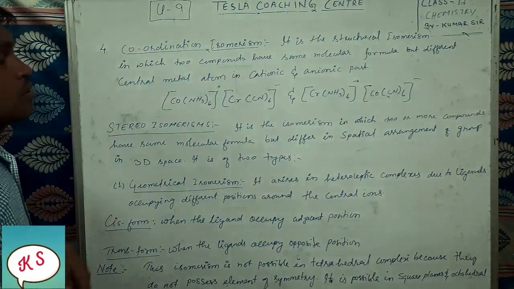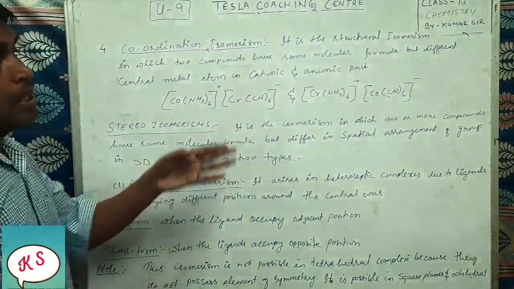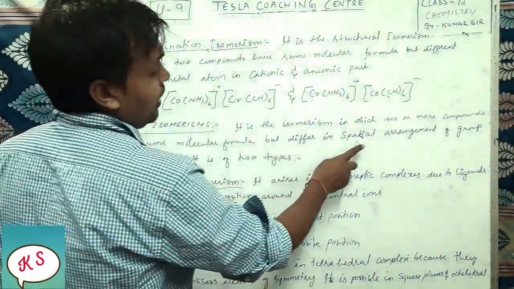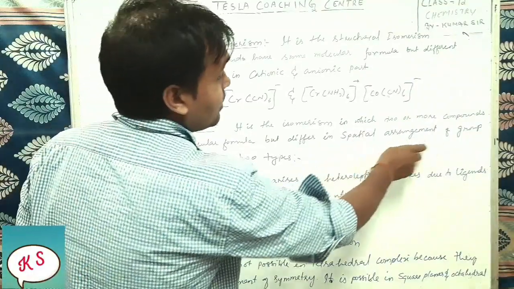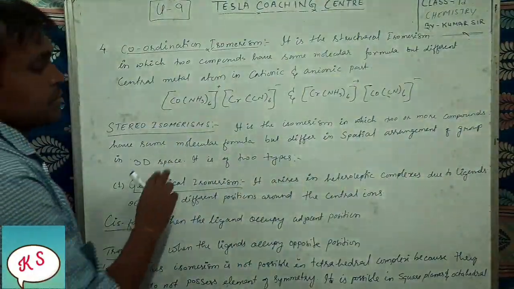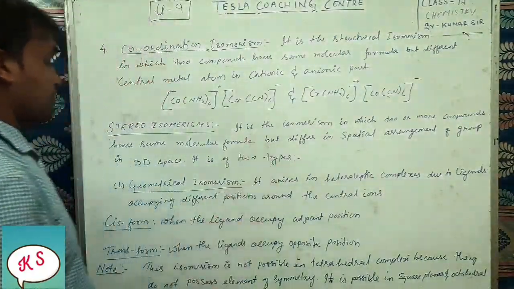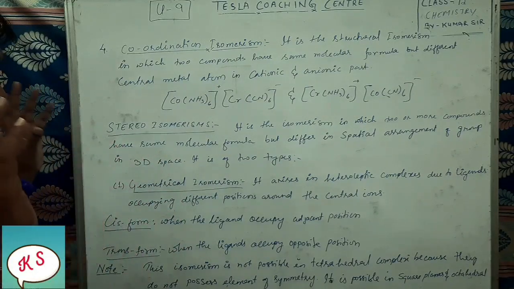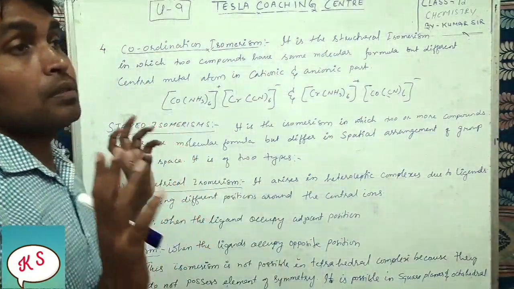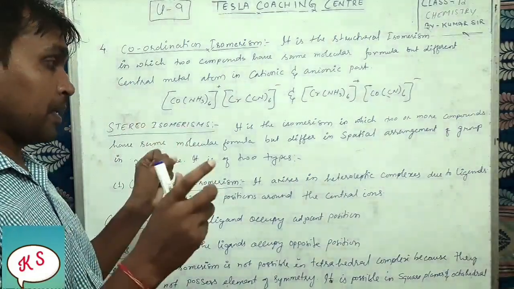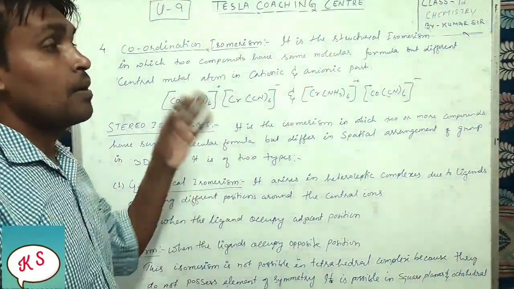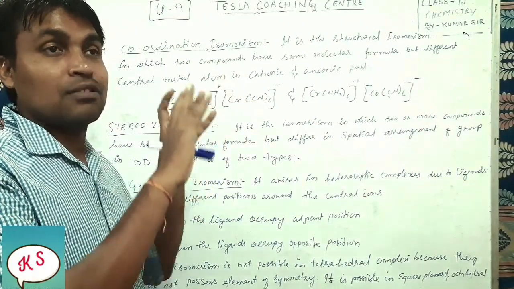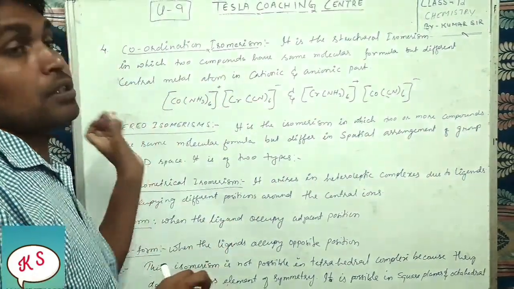Now stereoisomerism. So what is stereoisomerism? It is the isomerism in which two or more compounds have the same molecular formula, but they differ in spatial arrangement of groups in 3-dimensional space. It is of two types. Okay. So stereo means nothing but space. So that means the arrangement of the different groups in the space, we call it as what? Stereoisomerism. Okay, but they will have the same molecular formula, but they will differ in the spatial arrangement. That is nothing but 3-dimensional arrangement of the groups or the ligands. It will be different.